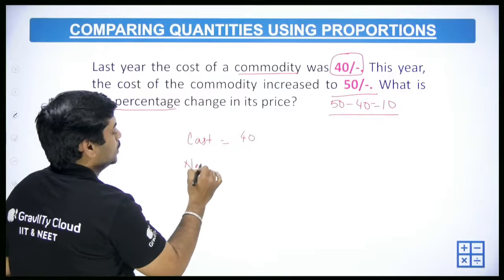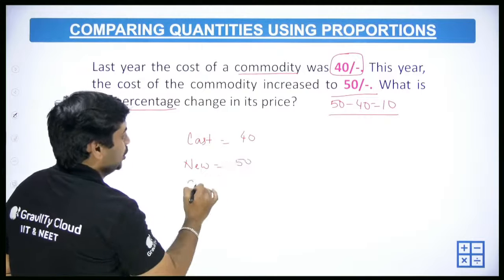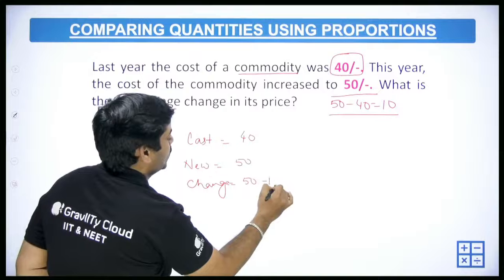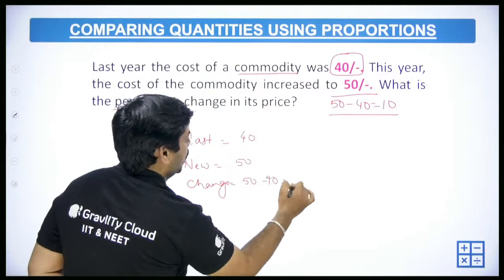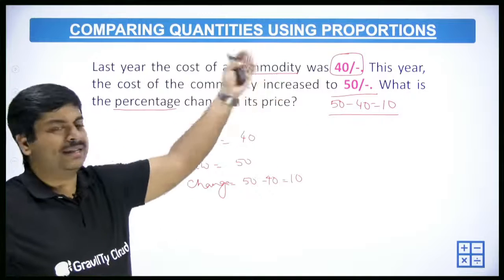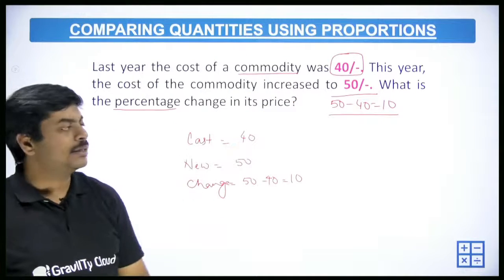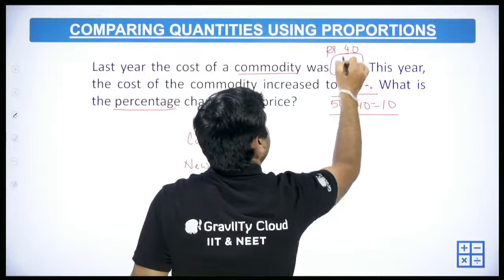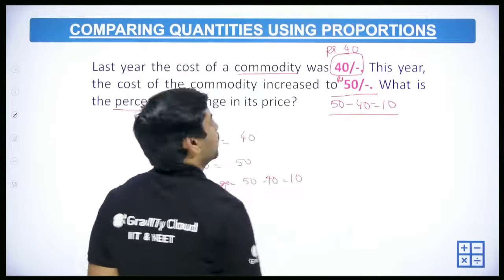So the new cost is 50 rupees. So what is the change? Change in price is equal to 50 minus 40, which is 10. That is the change. We can see that there is a change of 10 rupees. The old cost was 40 rupees, and this year it is 50 rupees.